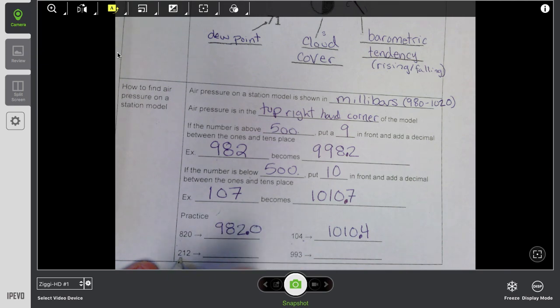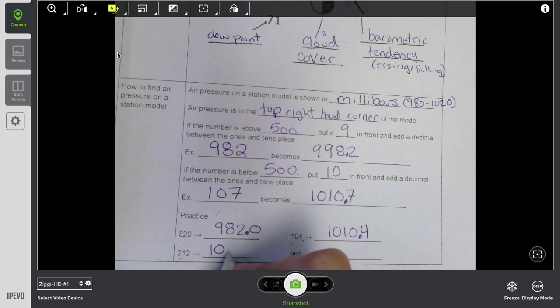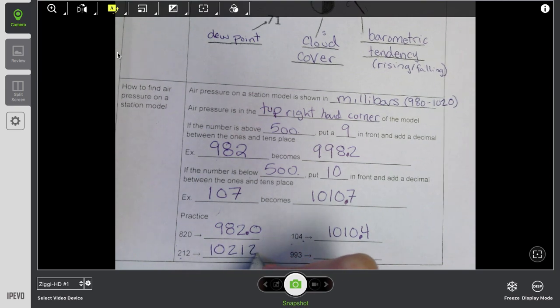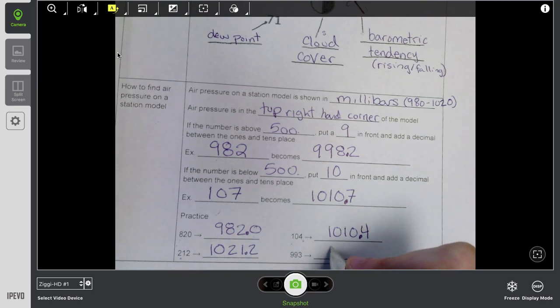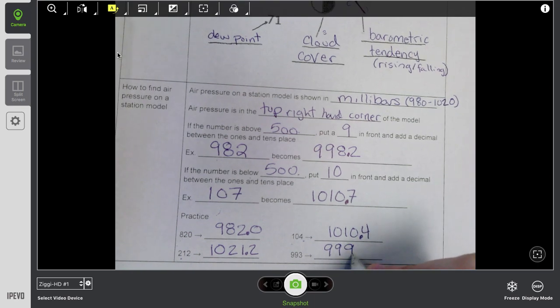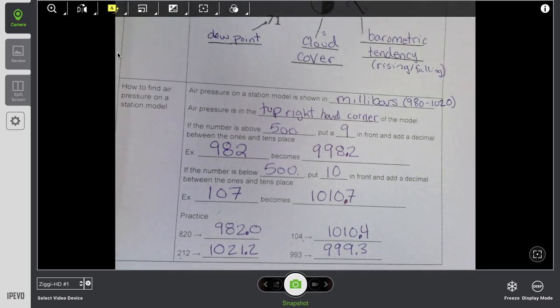All right, 212. That is below 500. So below is 10, 2, 1, 2, decimal, and this last one, 9993, decimal. Check your answers, make sure they're all right. If you have questions, write them down, and you can ask me after your notes.